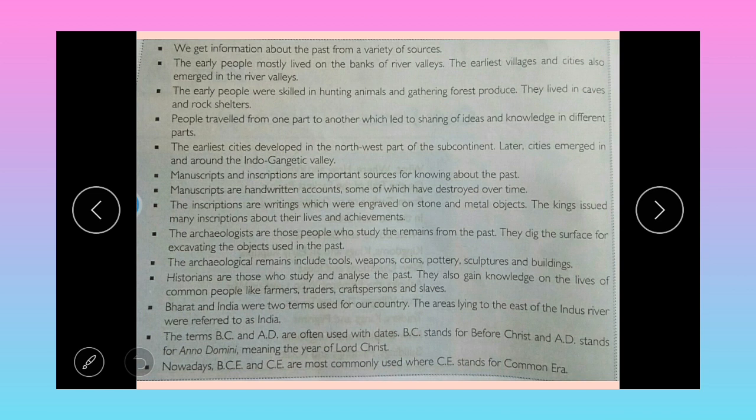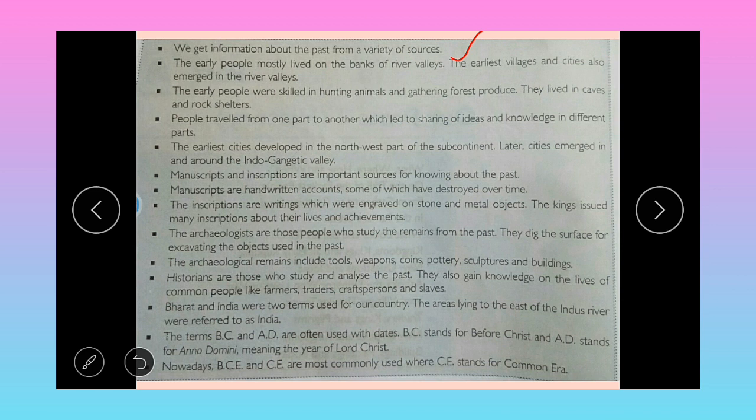First point: we get information about the past from a variety of sources, by which we can know about the past. We have learned about manuscripts, inscriptions, coins, old potteries, all the archaeological resources. Those are the variety of sources.